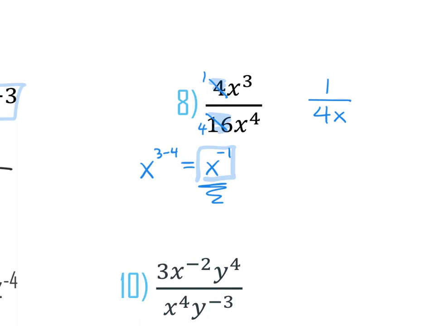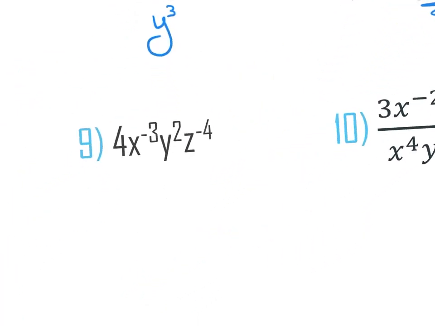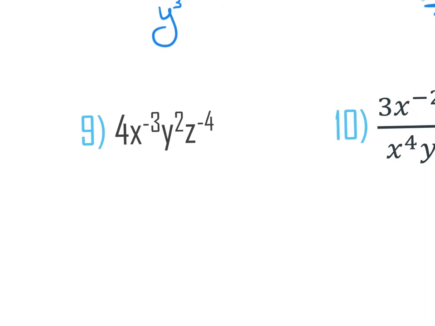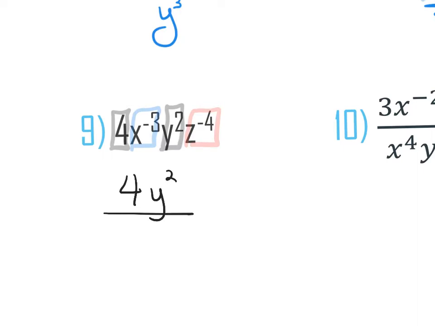All right, let's try number 9. I'm going to look for all of my variables that have a negative exponent, because those are the only ones that I'm going to move. Everything else that doesn't have a negative exponent stays where it is. So the 4 and the y squared stay in the top, and then I would move the x to the negative 3 to the bottom and make it positive, and the z to the negative 4 also to the bottom.